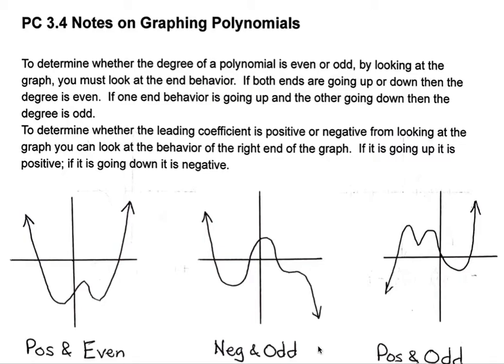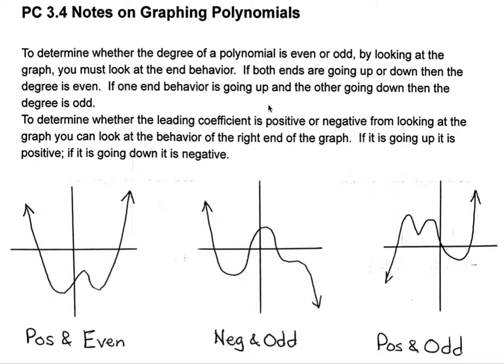3.4. We're going to be graphing polynomials. And I just got a bunch of things written out here. To determine whether the degree of a polynomial is even or odd by looking at the graph, you have to look at the end behaviors. We've been going through end behaviors, so you should have this down pretty good, but this is kind of a refresher. If both ends are going up or both ends are going down, then it's even. If one is going up, one is going down, then it's odd.